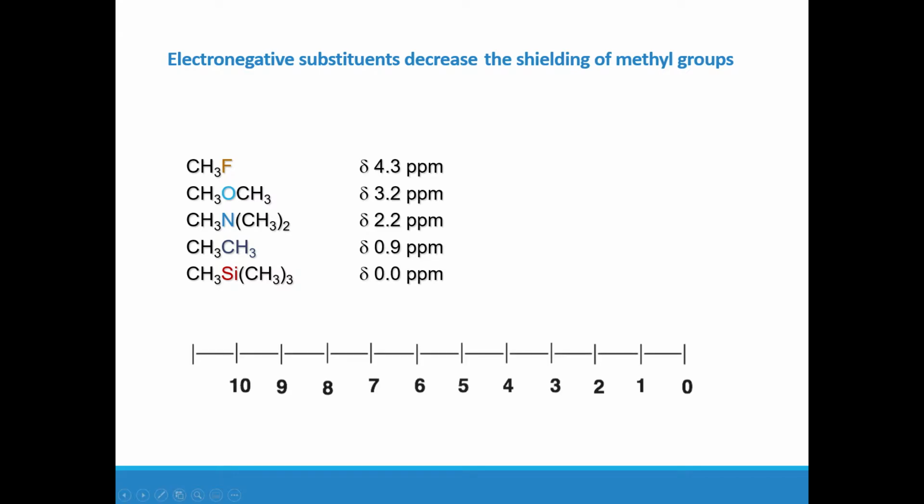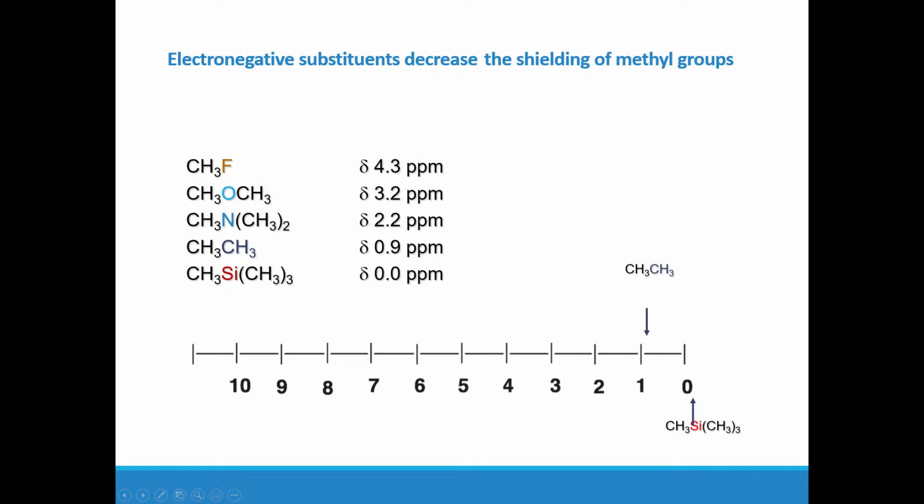So depending on the electronegativity of substituents, this might decrease the shielding of various methyl groups. You can see here that we have 5 different electronegative groups. As we go from least electronegative to more electronegative, we can see that there is a greater shift. So at 0, we have our tetramethylsilane.